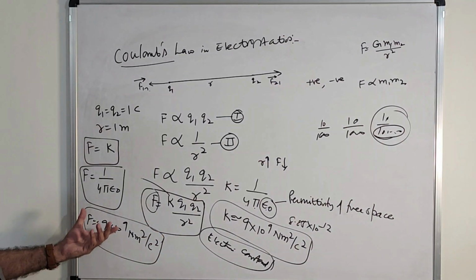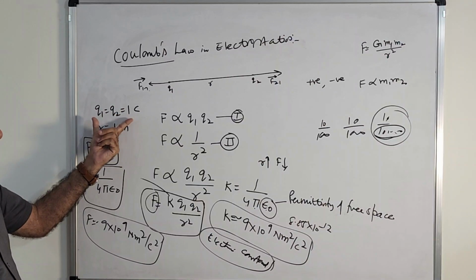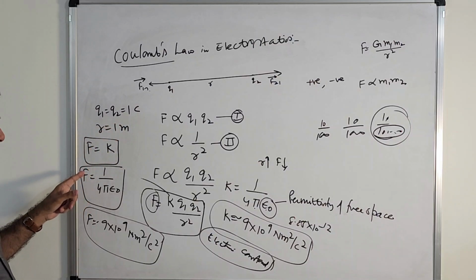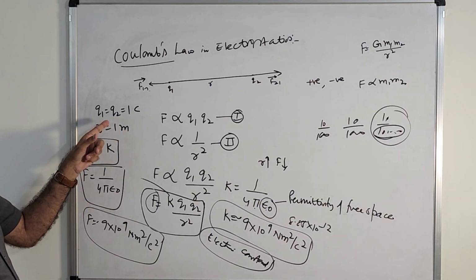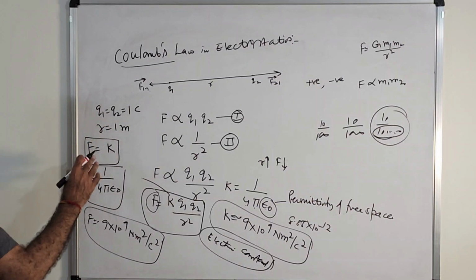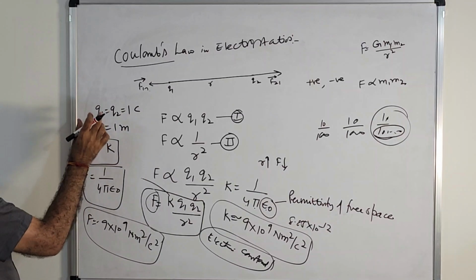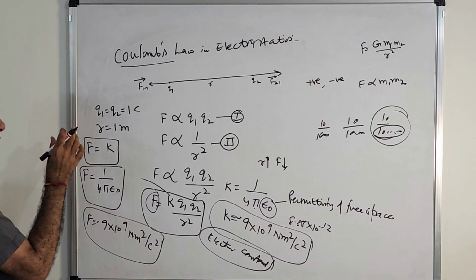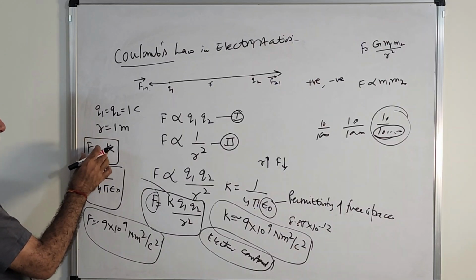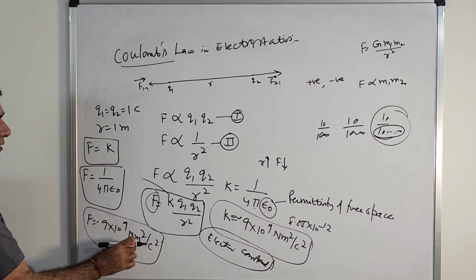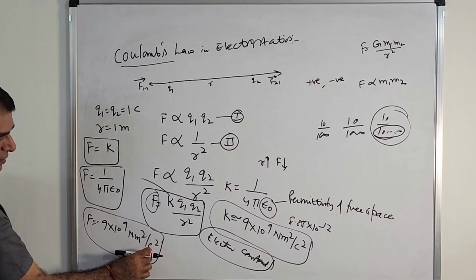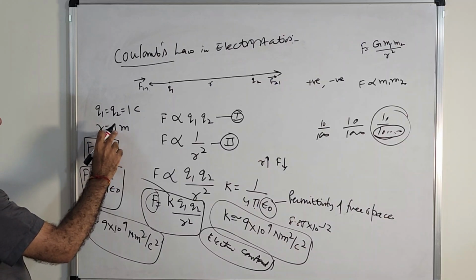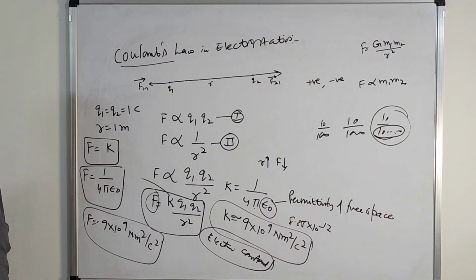So we can simply define 1 coulomb of charge. We can define that 1 coulomb of charge is that much charge which can produce a force of attraction or repulsion between them equal to 9 into 10 to the power 9 Newton meter square per coulomb square, provided these charges are kept in vacuum 1 meter apart. This is a simple definition, right?